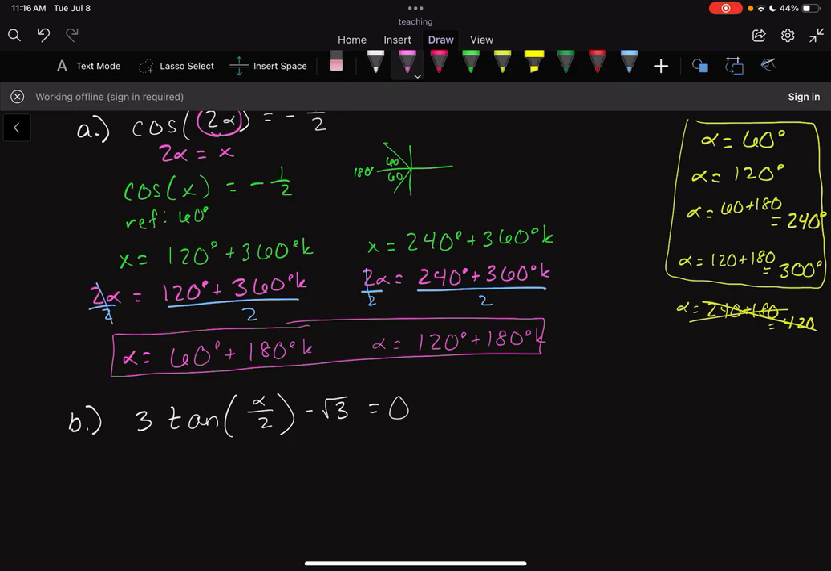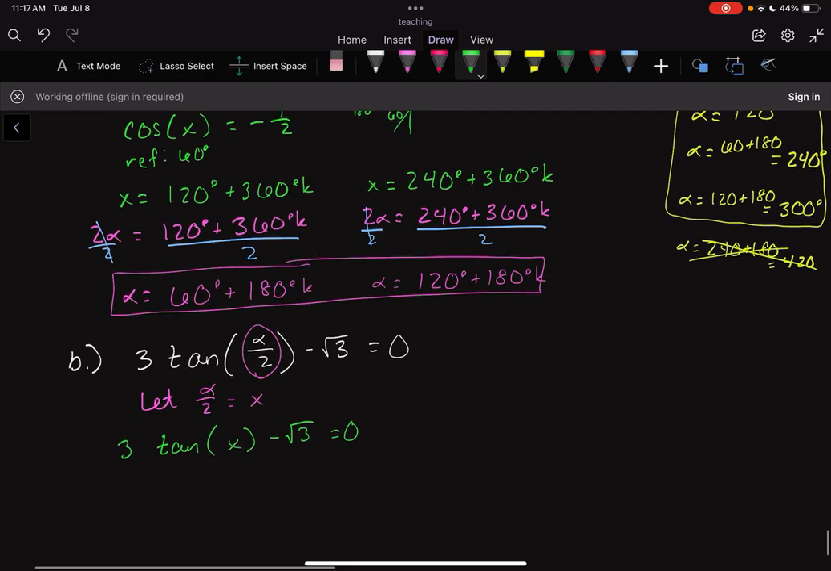So sometimes we got to do a little bit of solving in there. You can choose what you want to do first. If you want to maybe get the tangent alone first, or if you want to replace first. I like to just replace first because it's just something that I noticed that I need to do. So I'm going to let alpha over 2 equal x. That way I can just get rid of it for a second. So I get 3 tangent x minus root 3 equals 0. Solving this, I get tangent x equals root 3 over 3.